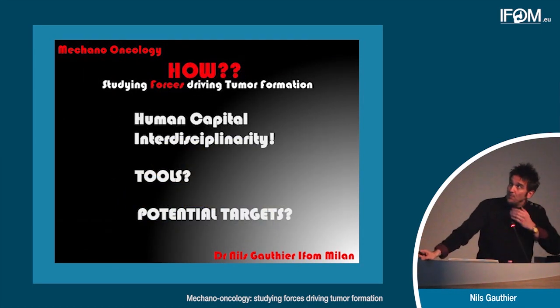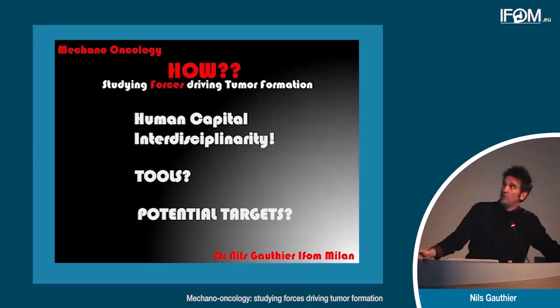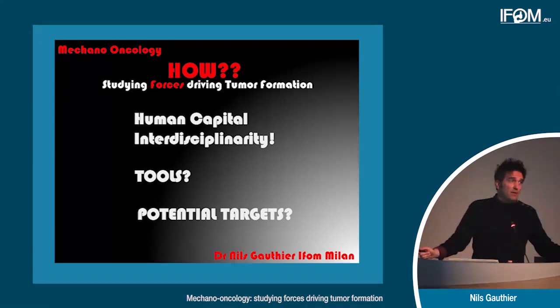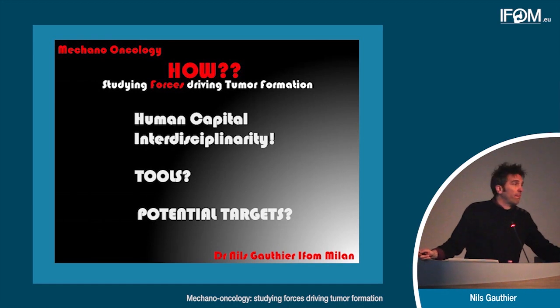But how do we do that? There are 3 major elements to do that. As you have seen, the key point, first to start, is the human capital. The people, you, in maybe 8 years, 10 years, if you like this. You can be a mathematician, a physicist, a medical doctor. Then you will team up with other people in the world or in your city, if it's big enough. And that's the basis of this interdisciplinarity. And now I'm going to show you a couple of tools and a couple of potential targets that we have identified by this type of approach.